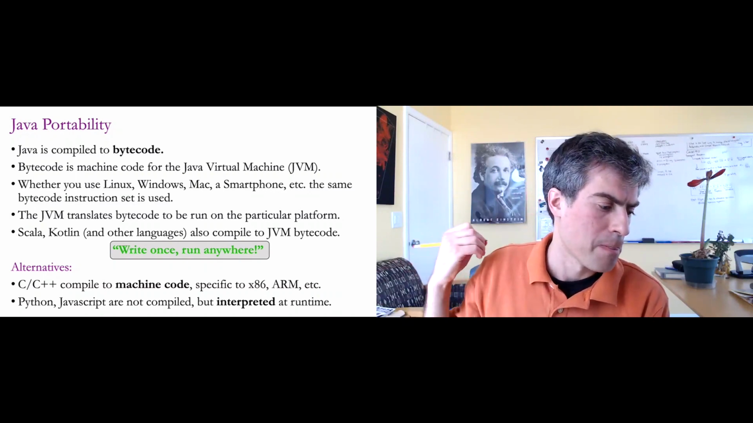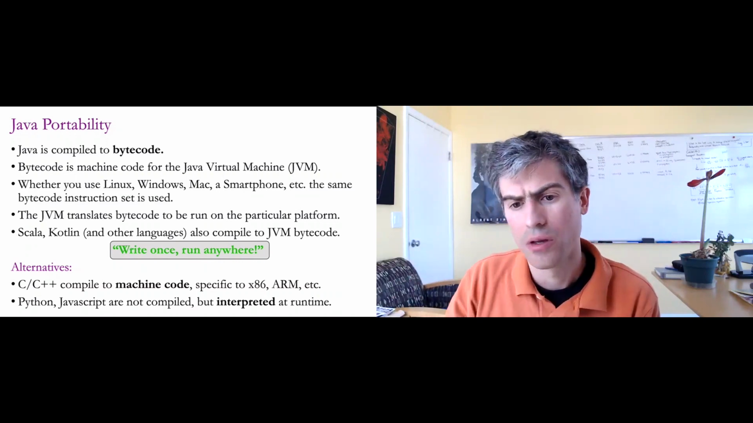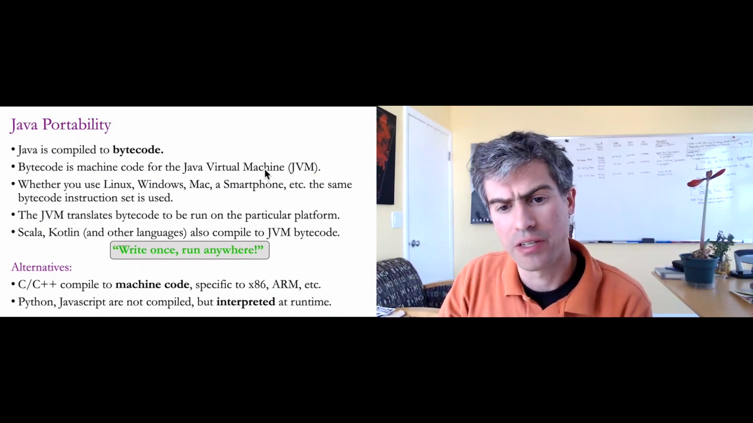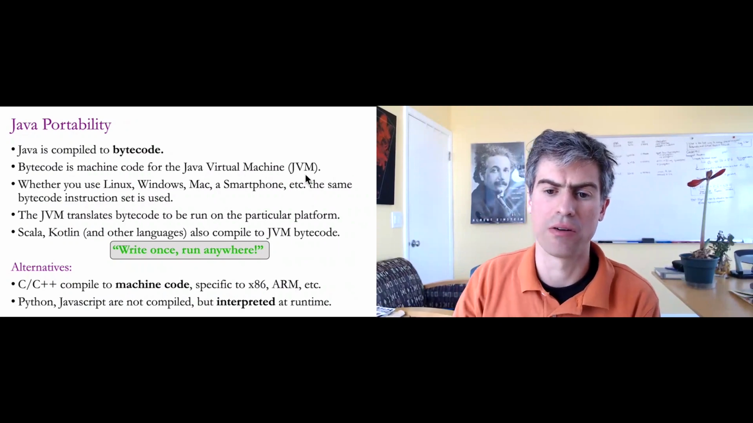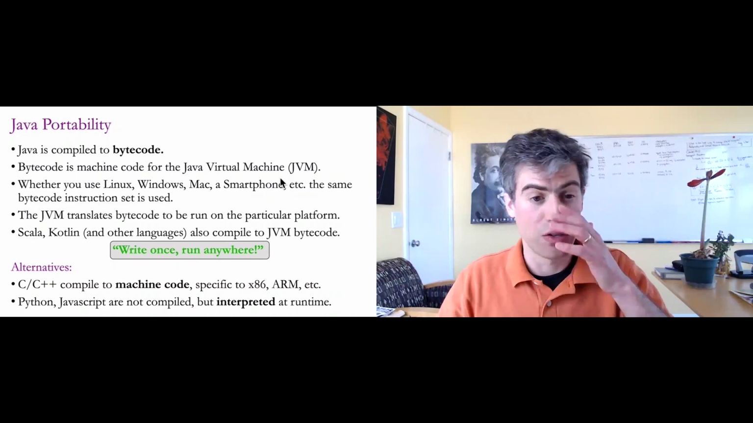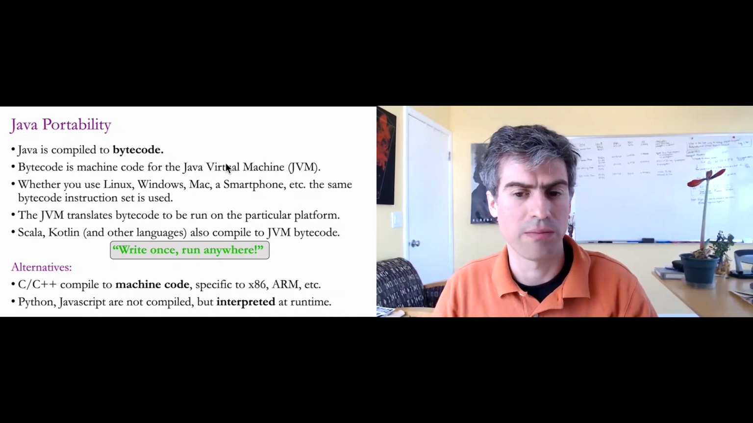Instead, it's compiled to bytecode, and the bytecode is interpreted at runtime in the virtual machine. And every platform that runs Java code has a virtual machine implementation that you can install that lets you run code that's been compiled by others in Java on that machine.